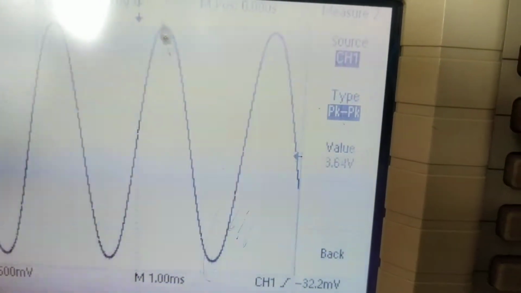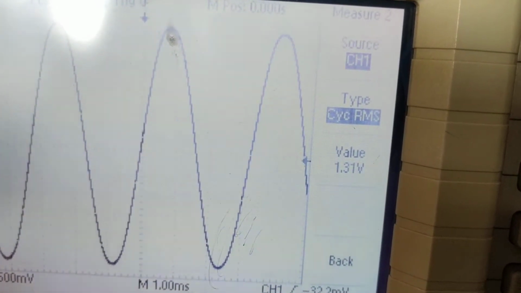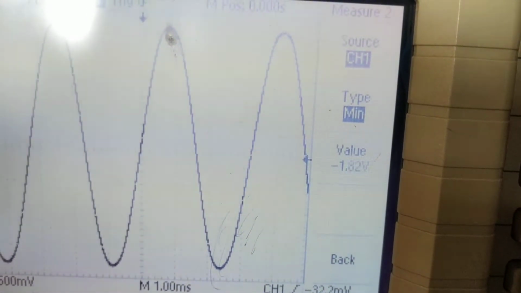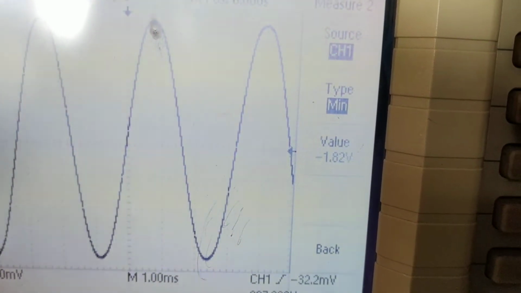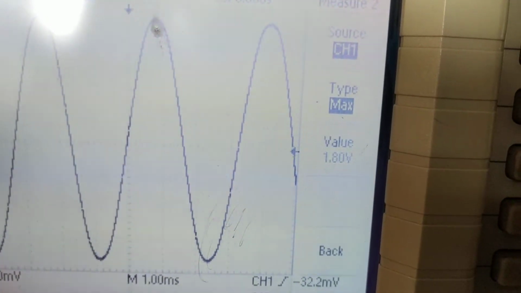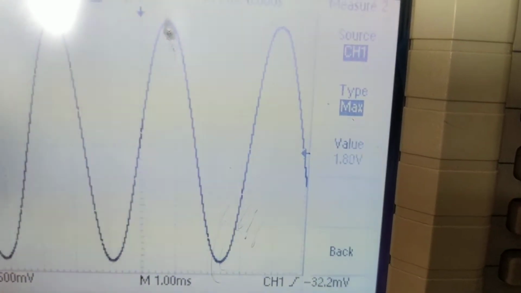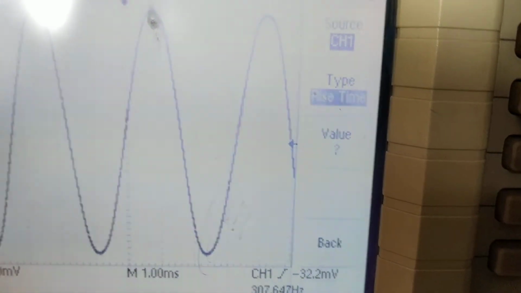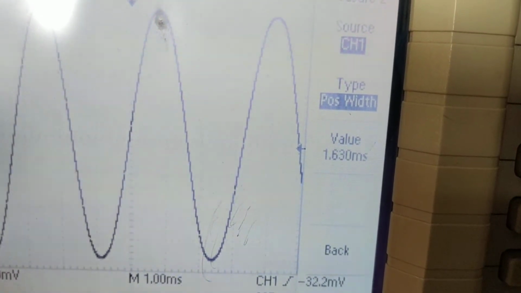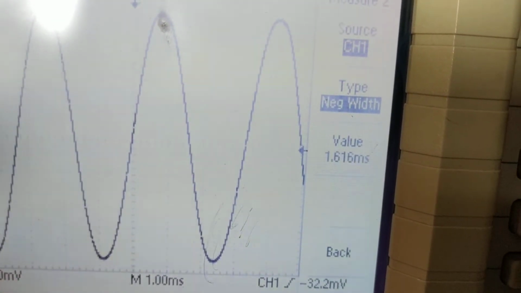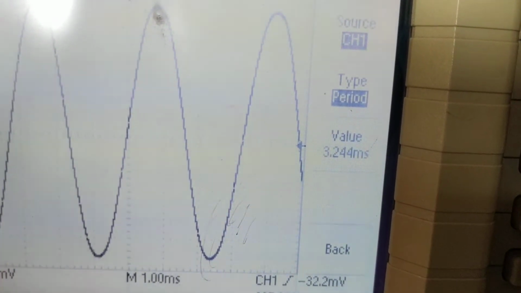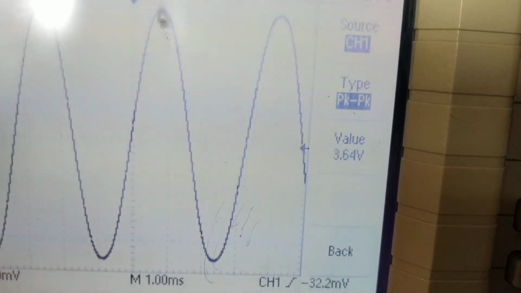Okay, so you can consider peak to peak, you can consider cycle RMS, the value that is indicated below. Then you can consider minimum, so it is minus 1.82 because that is a negative peak. Maximum is the positive peak. Now it is a symmetric waveform, so you are getting nearly the same amplitudes. Then rise time, then fall time, then positive width for the square wave, then negative width, like that. Okay, then you can go for the frequency, the period, or the peak to peak.